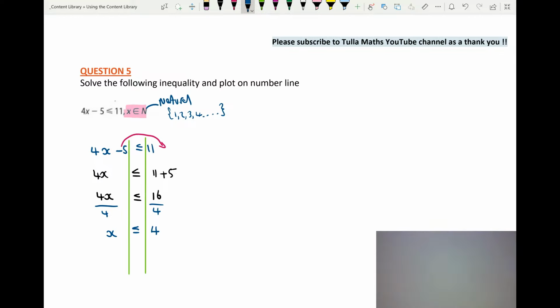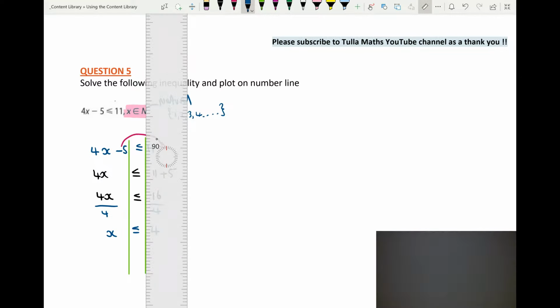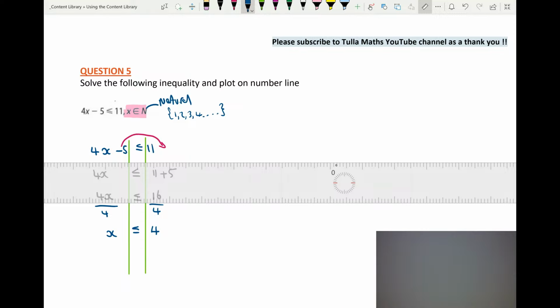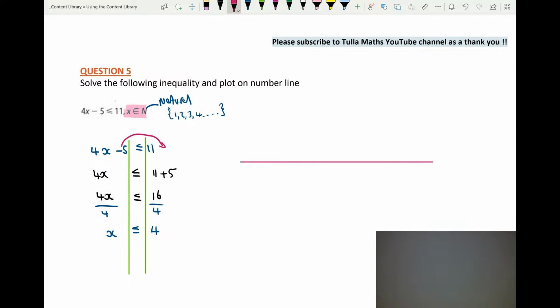4 divides into 16 4 times. Now the question, if you go back up to it, said solve the following inequality and plot on the number line. So what I now want to do is very quickly sketch a number line here. So let's sketch a number line, and I'm going to go, say, from 1, 2, 3, 4.